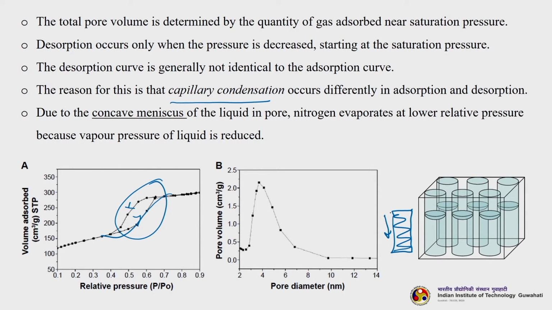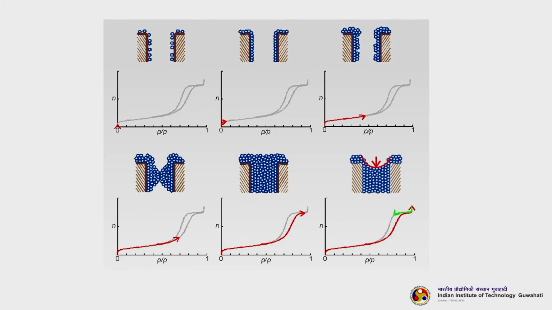During that process initially it will form a meniscus something like this. You can see this is a concave meniscus, the liquid in the pore. Due to this, the evaporation of nitrogen happens at a relatively lower pressure, because the vapor pressure of liquid is actually reduced inside the pores. Let us try to understand the process a little in detail by seeing this particular slide.